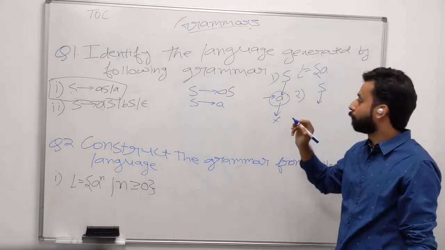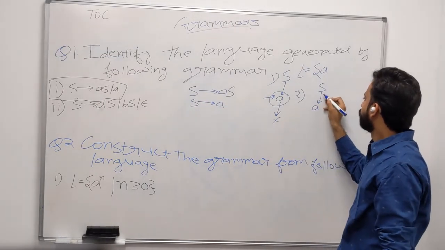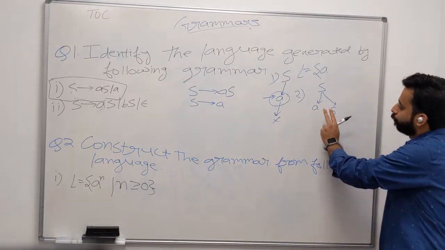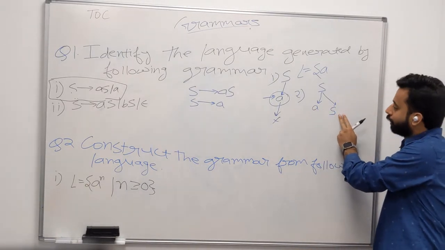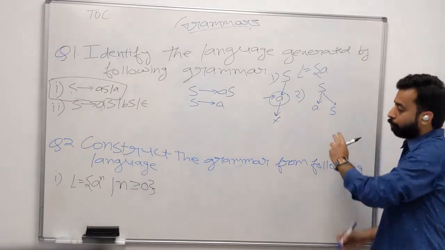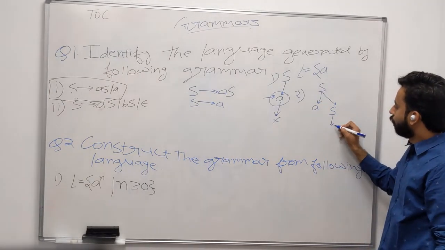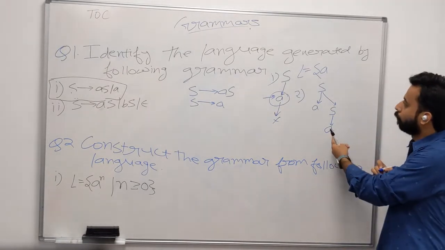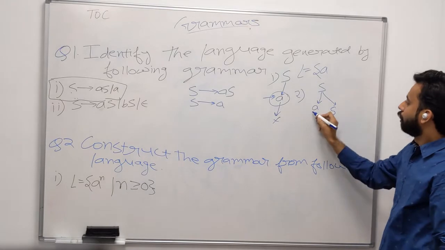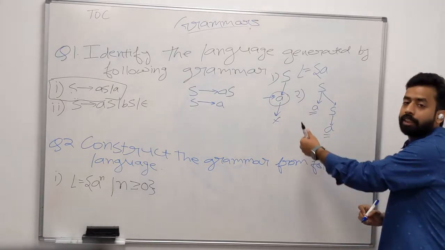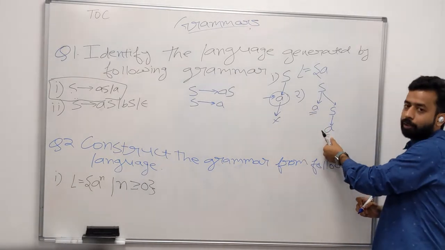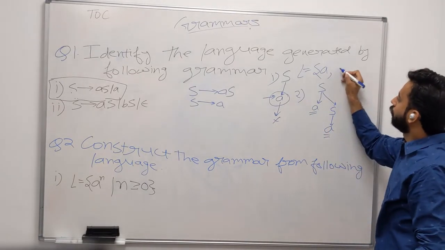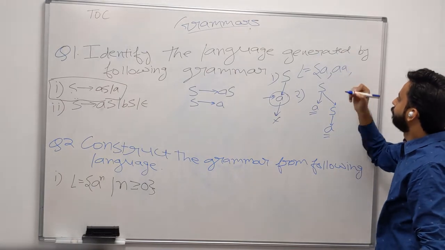Capital S is giving small a and capital S. Now if I want to restrict it to just two symbols, I can make it stop by using this production. Now this will stop. So what it will give is the yield. What is yield? Yield is the leaf nodes. Small a and small a are both leaf nodes, and the string that we are getting is double A. So another string we are getting is double A.